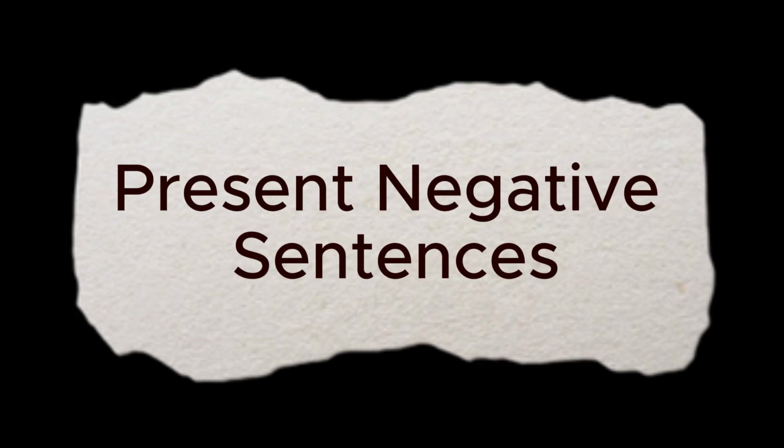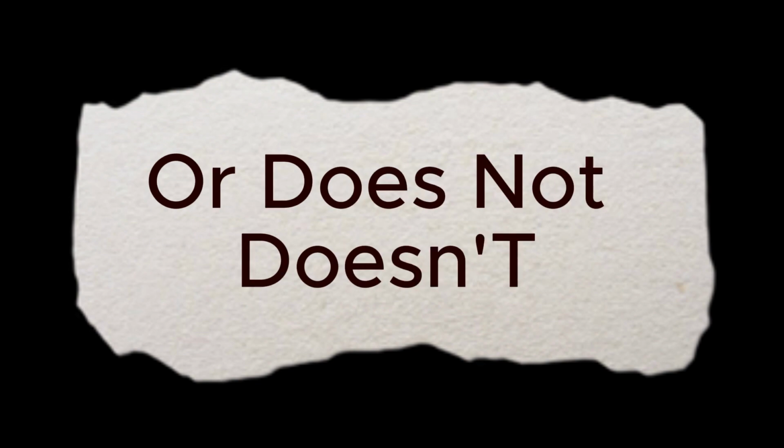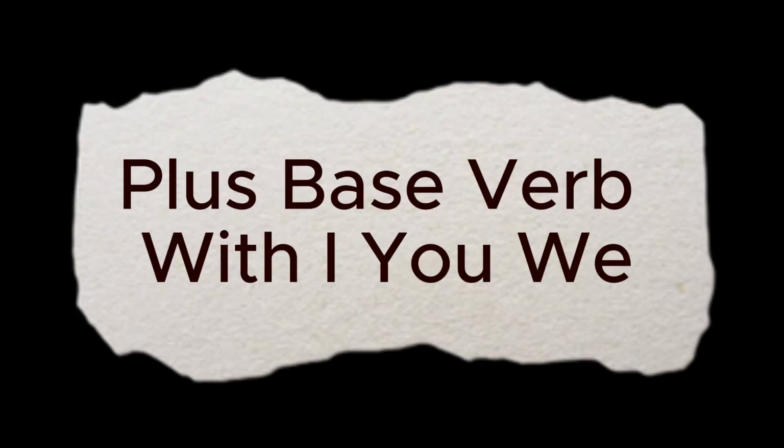Negative sentences formula. Subject plus do not, don't, or does not, doesn't, plus base verb. With I, you, we, they, use do not, don't. With he, she, it, use does not, doesn't.